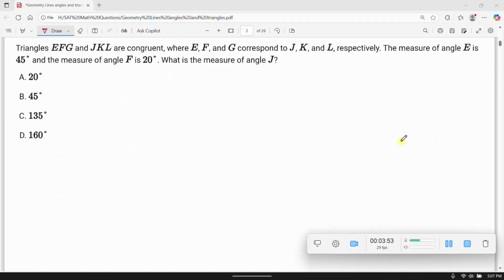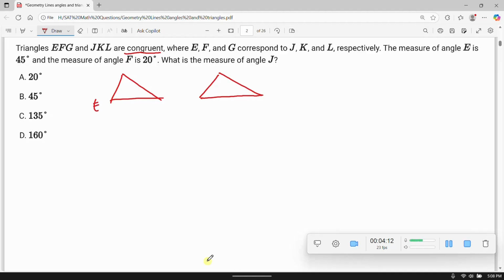Right, question number 2. Here we have two triangles, EFG and JKL, that are congruent. I mean, they have exactly the same size. So I'm just going to sketch it. It doesn't have to be perfect, it's just scrap work. I'm going to write down E, F, G. Make sure you keep them in order.